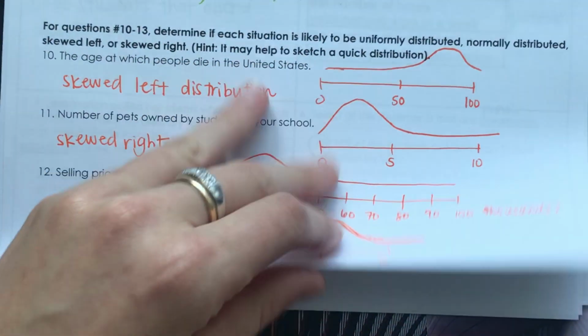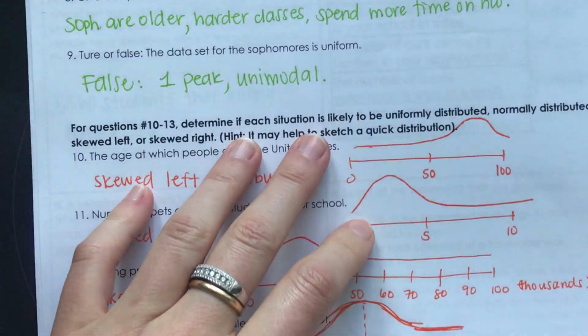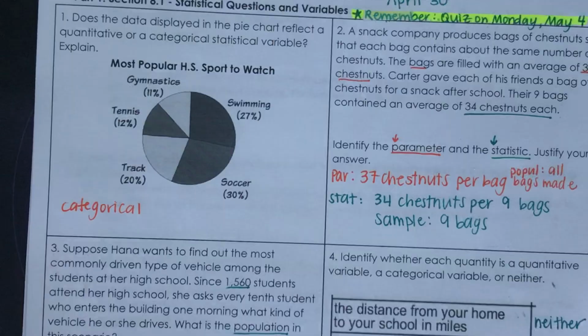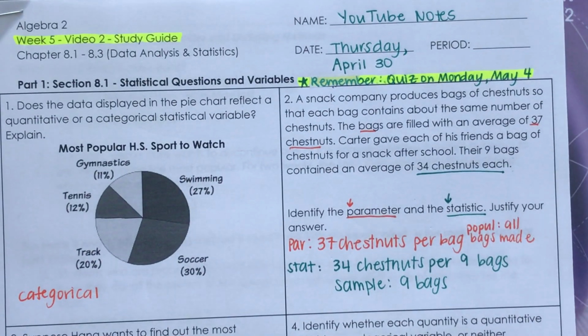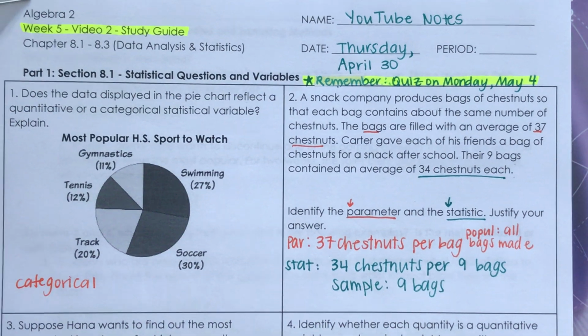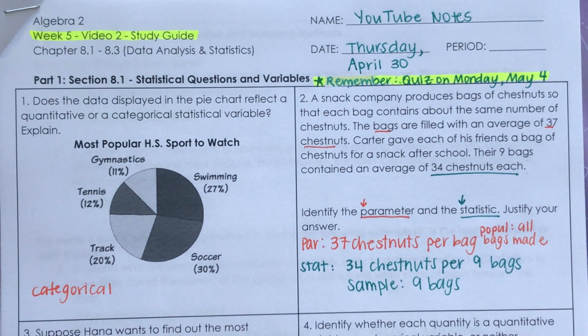Okay. I believe that is it. So now that you have finished this, you are going to submit this into the week 5 video 2 study guide. This is all you had to do. There's no extra homework for it. This counts as your homework. Notes counts as everything. So once you've completed this, submit it into the Edmodo assignment.